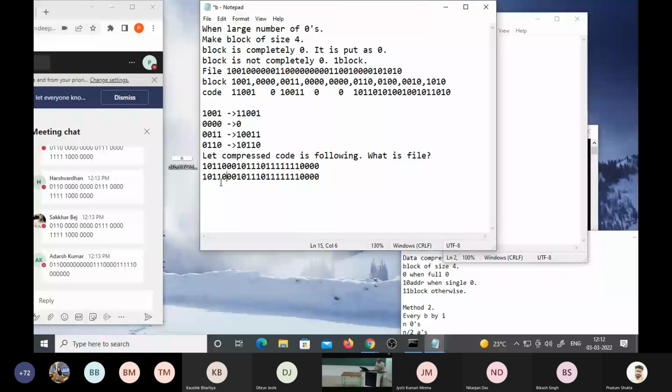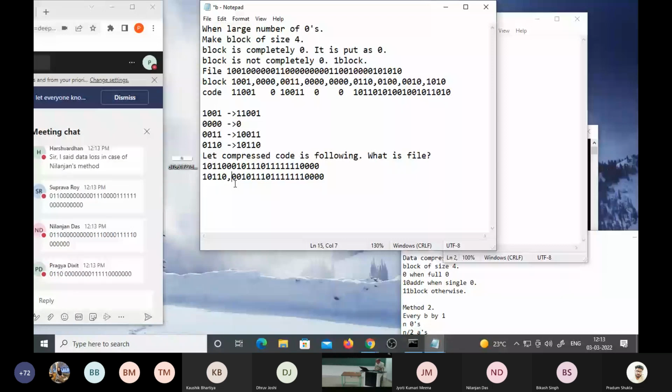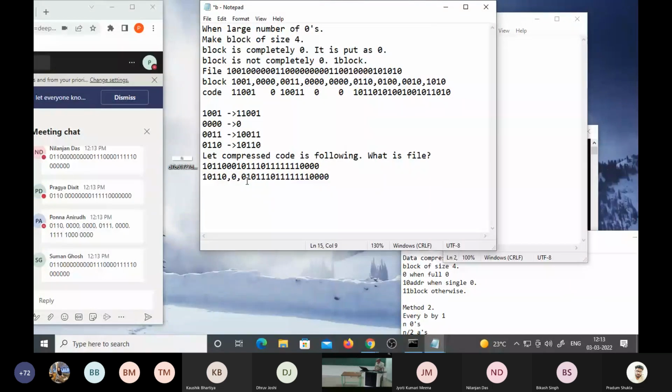Now, method. First bit is 1, so we put a comma here. First bit is 0, so we again put a comma here. First bit is 0, so we again put a comma here. First bit is 1, so after the next 4 we put a comma. Then it is 0. Then first bit is 1.